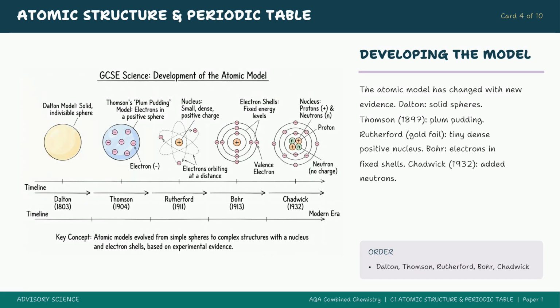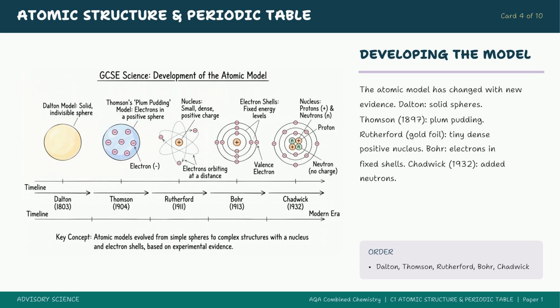Developing the atomic model. The atomic model has changed as new evidence has come in over the years. Dalton started with solid spheres. Thomson in 1897 gave us the plum pudding model, with electrons embedded in a positive ball. Rutherford's gold foil experiment showed something different, a tiny dense positive nucleus with mostly empty space around it. Bohr then placed electrons in fixed shells, and finally, in 1932, Chadwick added the neutron.